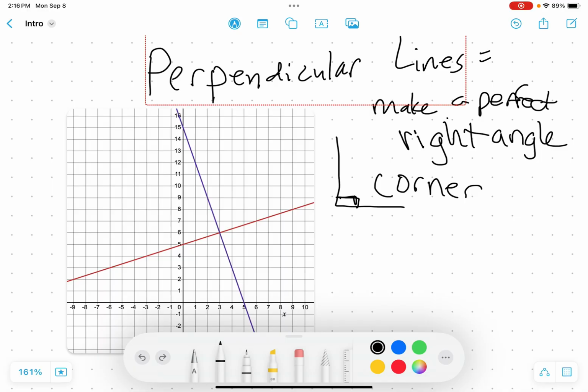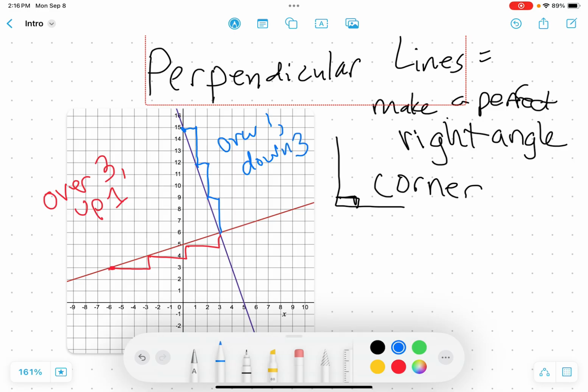So let's start with the slope of the red line. The slope of the red line is going over 3, up 1. Now let's look at the purple line, or we'll call it blue. It's going to be a similar pattern, but it's going to be flipped. So if I look at my blue line, it's over 1, down 3.